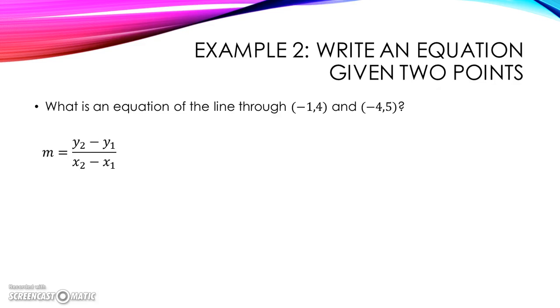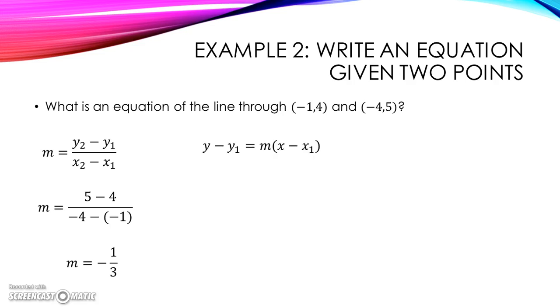We're going to start with the slope formula. So y2 is 5 minus negative 4, which is our y1, over negative 4 plus 1, because minus a negative becomes plus. And we're going to simplify, and we get negative 1/3. Then we're going to substitute into point-slope form. So we're going to choose that first point there, negative 1, 4.